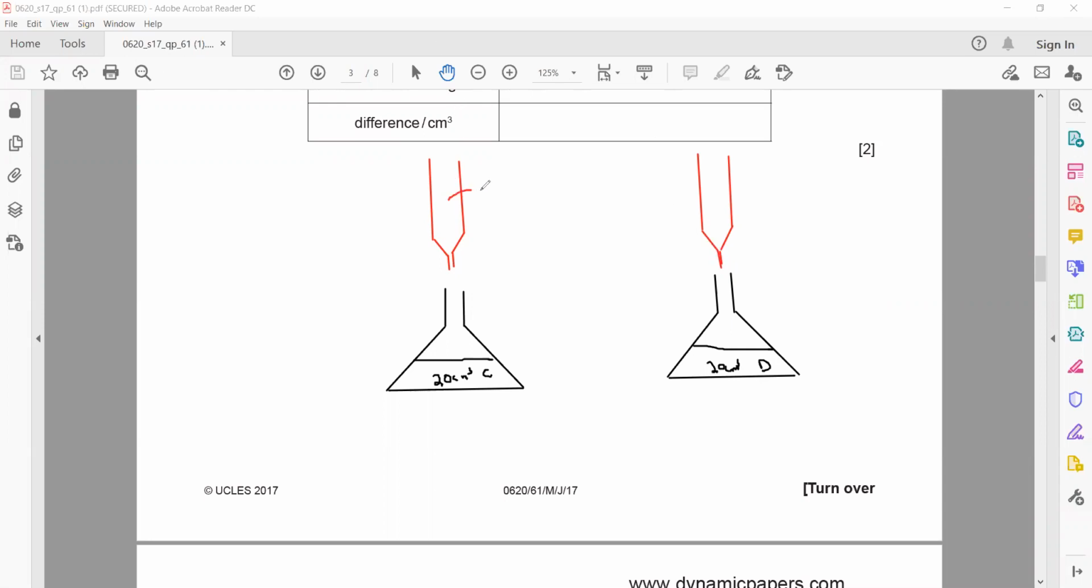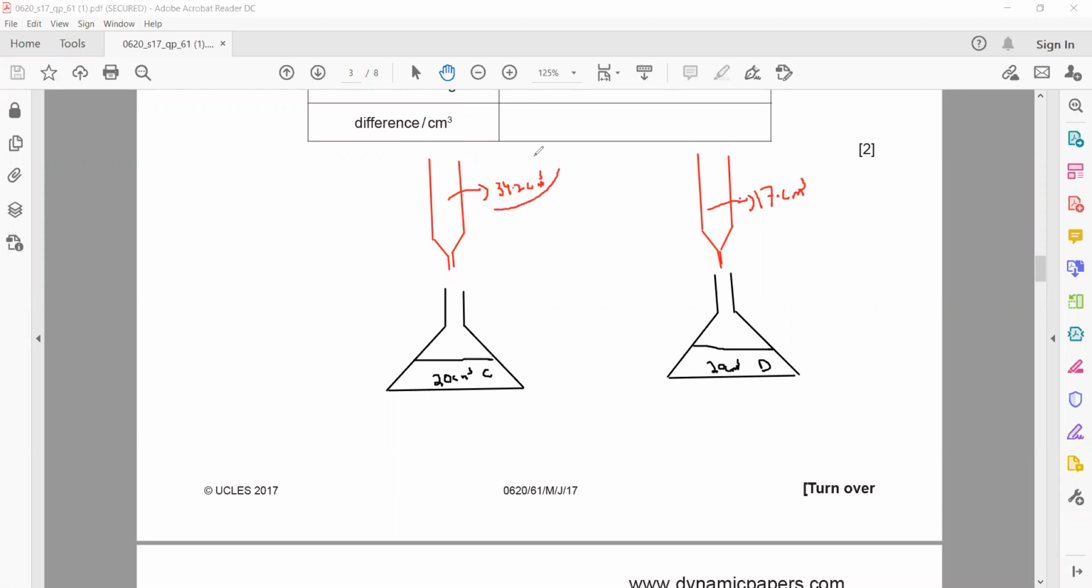The question is, which solution, C or D, is more concentrated, which is having more particles in it, which solution is having a higher concentration? They're asking for C and D. The thiosulfate is the same, but in the first experiment you only need 34.2, in the second experiment 17.1. So which is the more concentrated solution in the conical flask?